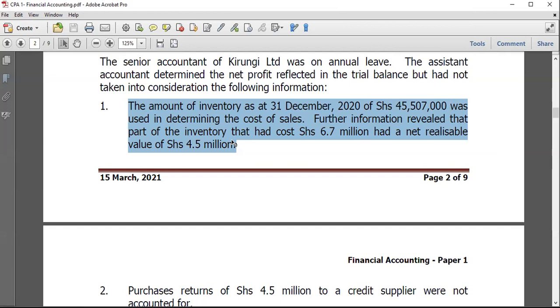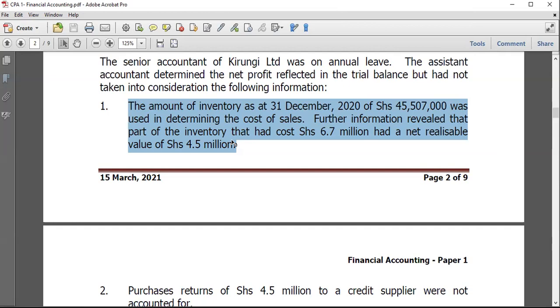Now, the reason why we value our inventory at the lower of cost and net realizable value is because we don't want to overestimate or overvalue our inventory compared to how much we can really earn from it in the market. And that's why if the net realizable value is lower compared to the cost of inventory, then we should actually take the net realizable value, because that is the rule as per IAS 2, the standard that regulates inventory. So we should take the net realizable value.